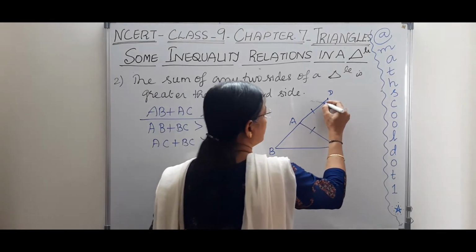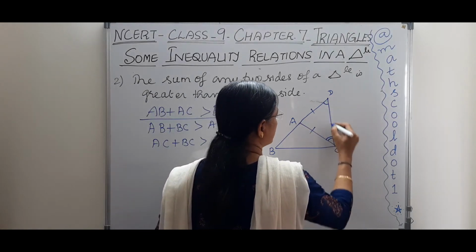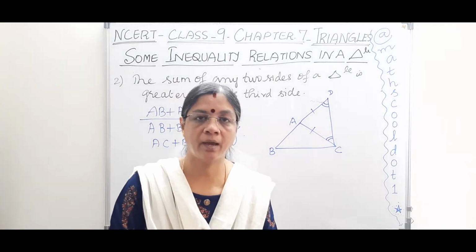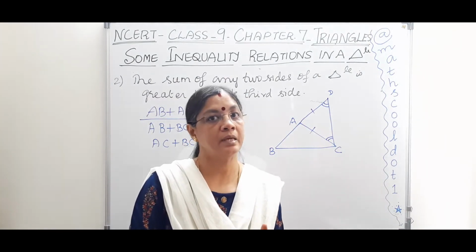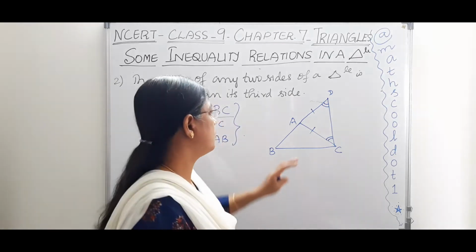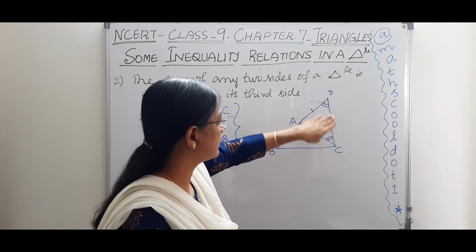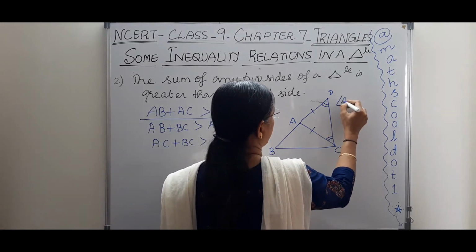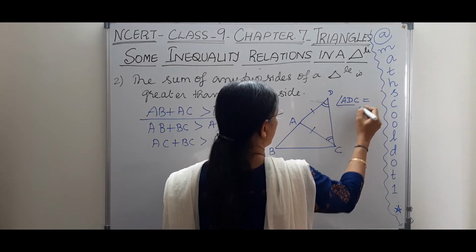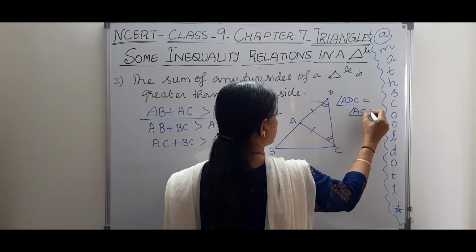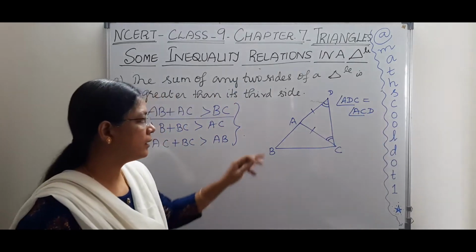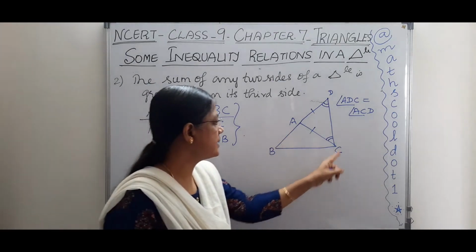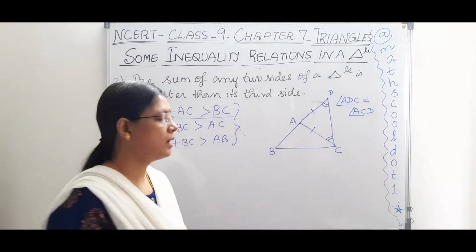And what do we have? This angle is equal to this. That is, when two sides are equal, we have the angles opposite to them equal, right? So what do we have? See, these two angles are equal now. So let's take it as angle ADC is equal to angle ACD, right? Angle ADC is equal to angle ACD.